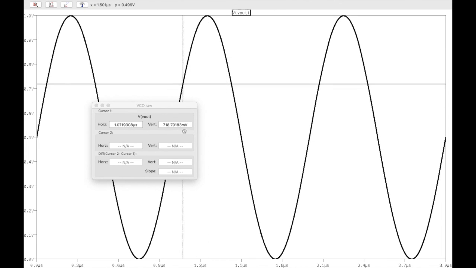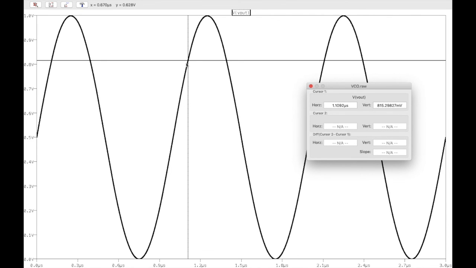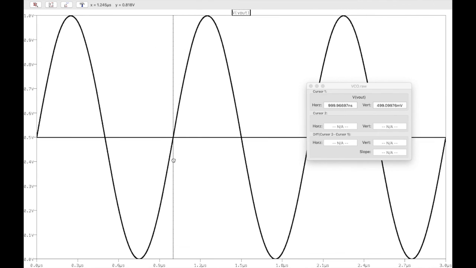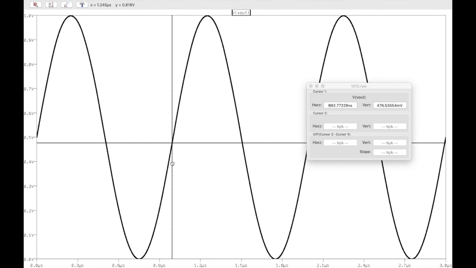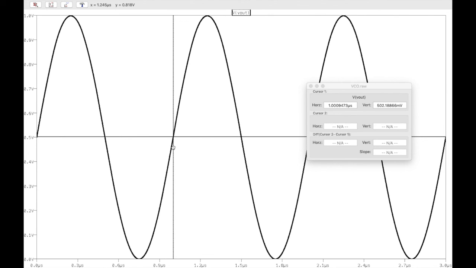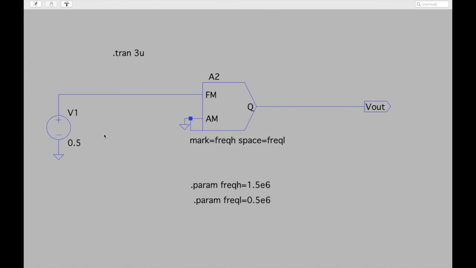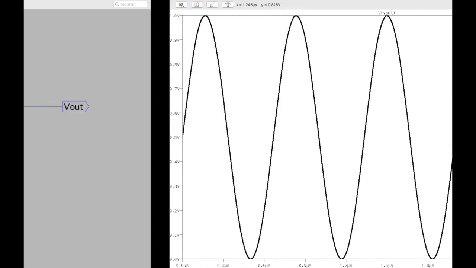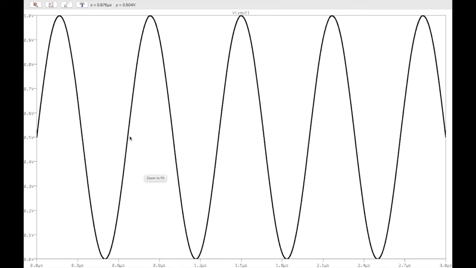You can just click there and get a cursor point, and we can see the frequency corresponding to when the control is half, 0.5, because its waveform is going from 0 to 1. We can see that the frequency is exactly 1 megahertz. Of course we can change the voltage. If it is 1 volt, it is giving a frequency of 1.5 megahertz. You can measure yourself.